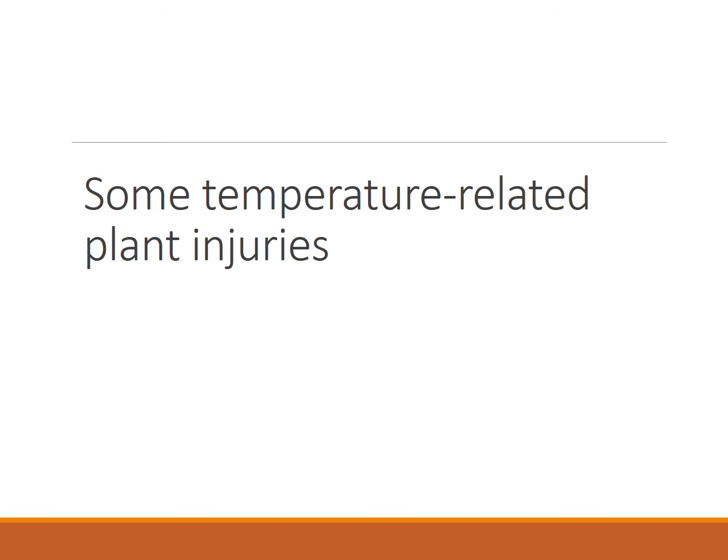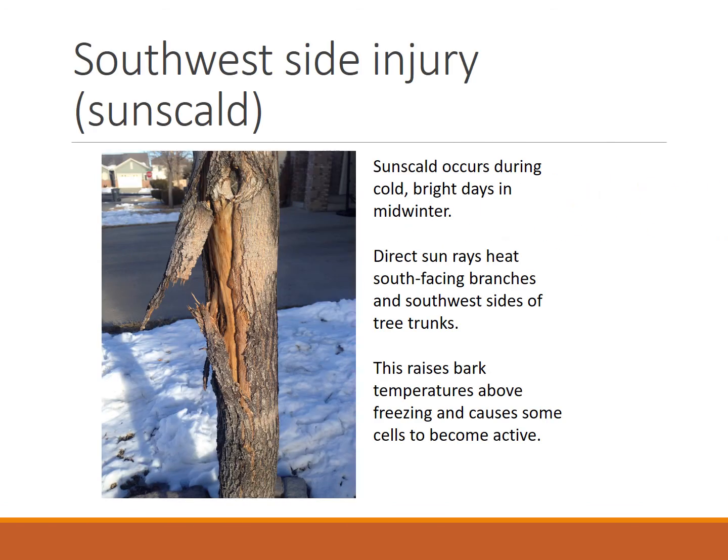Okay, temperatures both high and low can injure plants. Let's take a look at some of the temperature-related plant injuries. One temperature-related injury to trees is called southwest side injury. This commonly occurs on trees, usually when they're younger, or on trees that typically have thin bark. It's a problem that occurs during the winter, on bright, sunny winter days when the air temperatures are cold.